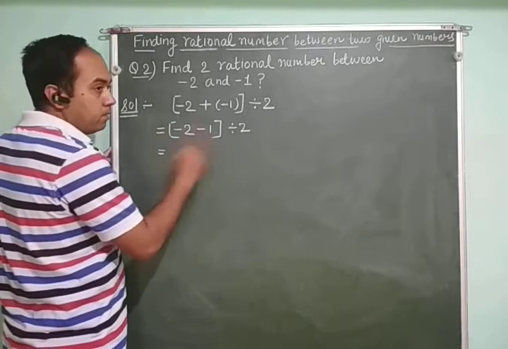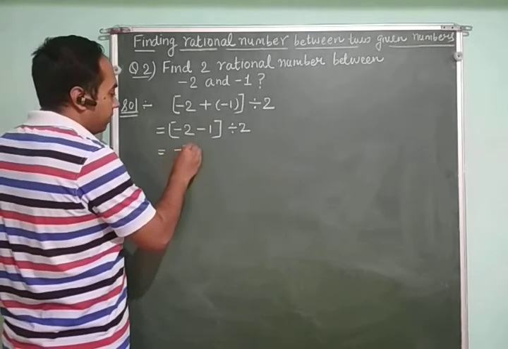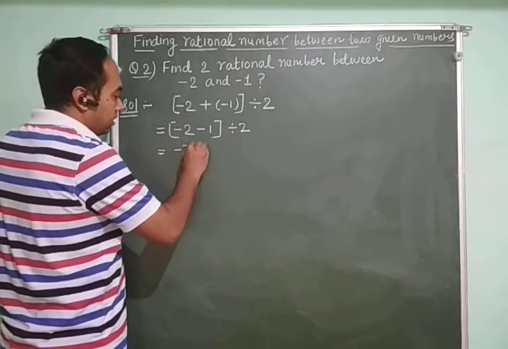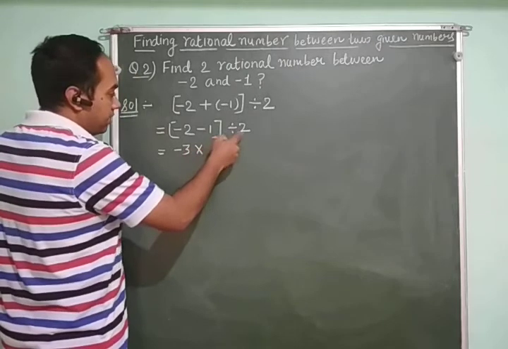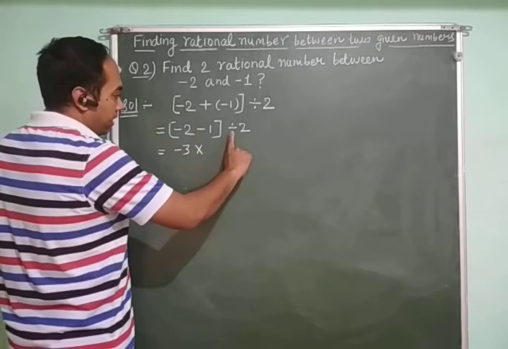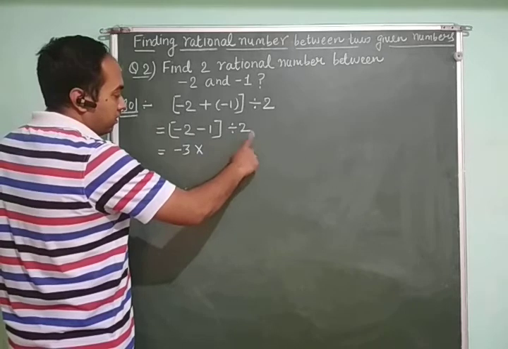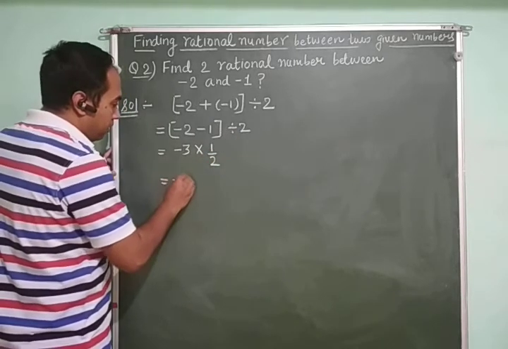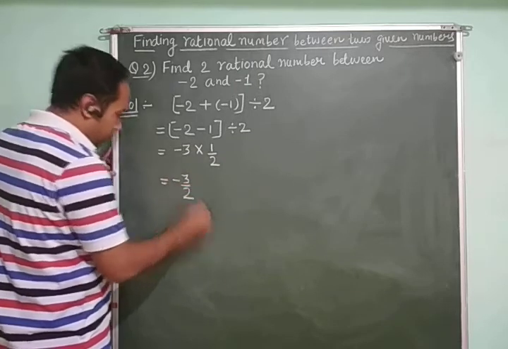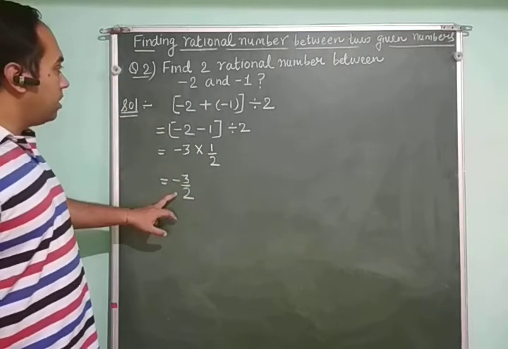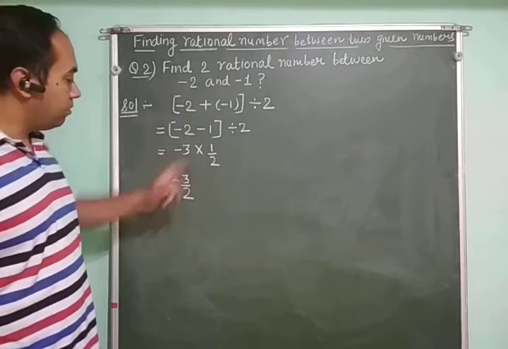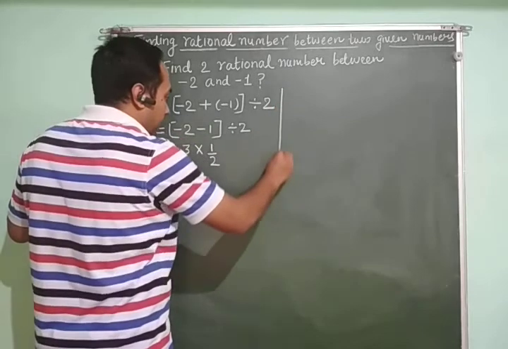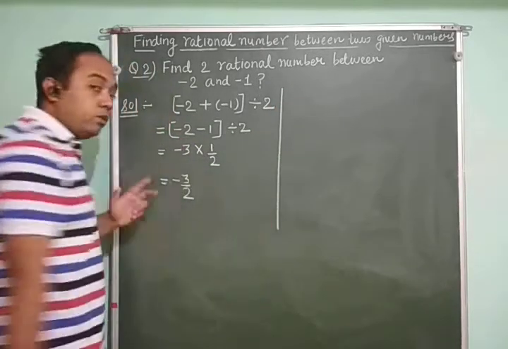-2 -1, same sign add, so this will give you -3. And when this division sign is replaced by a multiplication sign, and the value written to the right of the division sign is reciprocal, this will become 1 upon 2. So this is equal to -3 upon 2. So a rational number between -2 and -1 is -3 upon 2. But in this question we need to calculate two rational numbers.